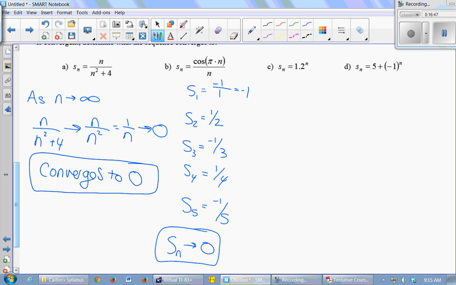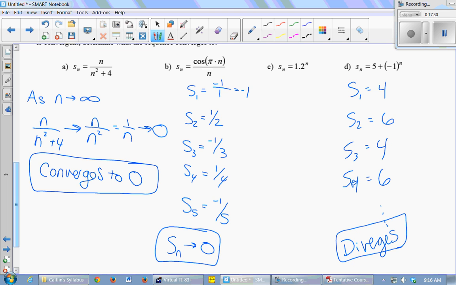Okay, what's different about B and D? D also kind of bounces around, right? So S1 would be 4, and S2 would be 6, and S3 would be 4, and S4 would be 6. And it just bounces 4, 6, 4, 6, 4, 6, 4, 6. But can I say that that's converging? It never gets closer to anything. It's just constantly bouncing between 6 and 4. So this one we have to say diverges. It has to approach a single finite limit.